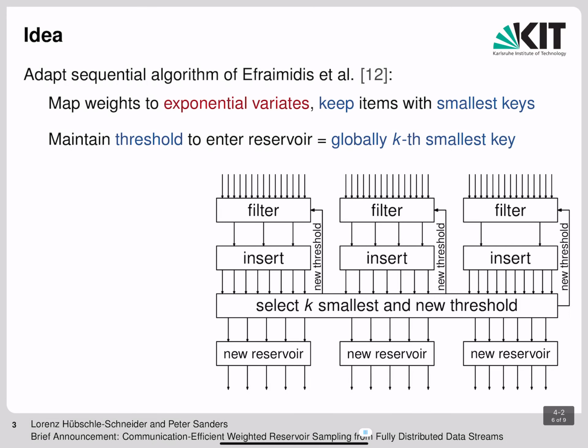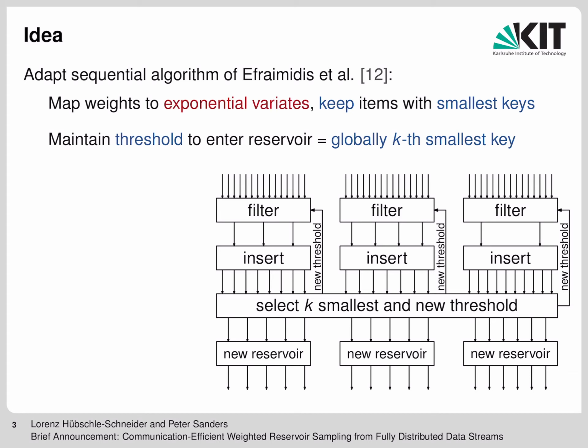Here you can see a schematic view of the data flow. Because the algorithm is fully distributed, every processor maintains a local reservoir. At the top, new items come into the system, get their keys assigned, and those larger than the threshold are immediately discarded. The rest are candidates which we insert into the local reservoirs.